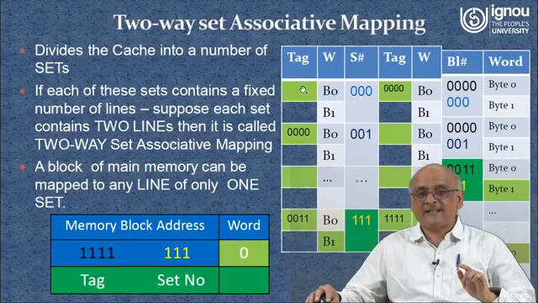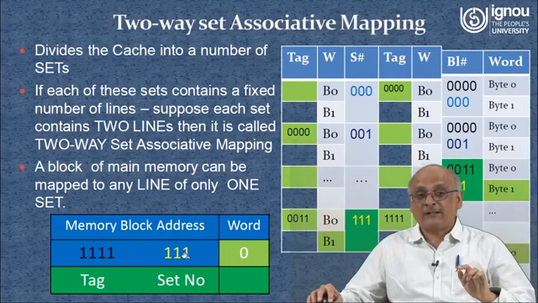8 sets, each set has how many ways? 2. So that means 8 2s are 16 lines, and each line has 2 bytes, so 32-byte memory. This is how set associative memory is represented. So the block address is very, very important in this particular case.